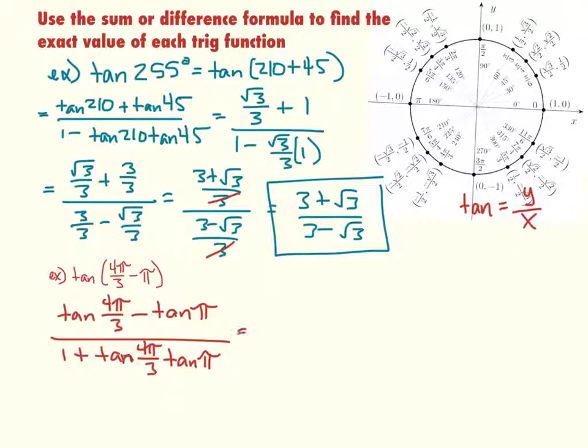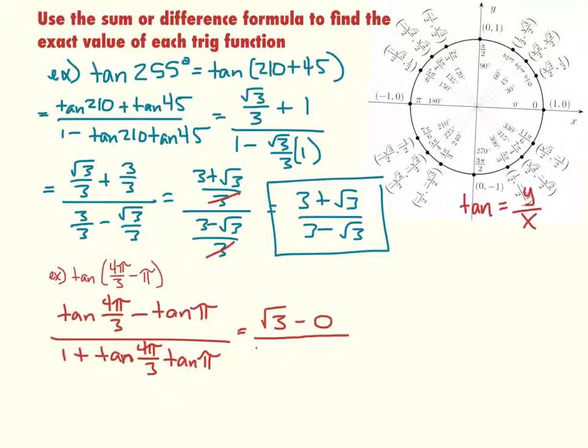Okay, so to find the tangent of 4 pi over 3, I look at the unit circle, I go to 4 pi over 3, and that'd be the y over the x. So negative square root of 3 over 2 divided by negative 1 over 2. Go back to those problems that we did earlier. Whenever you have a problem like that and it's negative over negative, that's just the square root of 3. Okay, minus the tangent of pi. So I would go to pi. That'd be y over x. So 0 over negative 1 is 0.